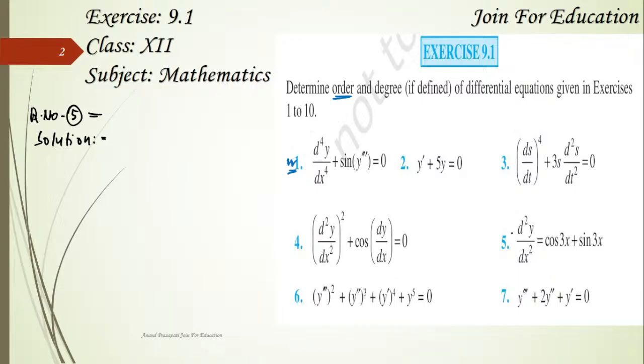So the highest derivative is the second derivative. Therefore, order will be 2. And the maximum power of the highest derivative is 1. Therefore, degree will be 1. And this differential equation is defined for degree because this is a polynomial in its derivative. So let's see the solution.